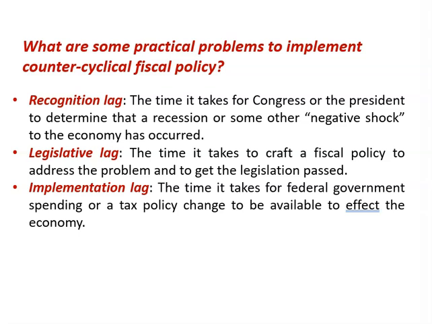What are some practical problems in implementing counter-cyclical fiscal policy? There are 3 lags when implementing a counter-cyclical fiscal policy. They are: 1. Recognition lag. That is the time it takes for Congress or the President to determine that a recession or some other negative shock to the economy has occurred. 2. Legislative lag. That is the time it takes to craft a fiscal policy to address the problem and to get the legislation passed. 3. Implementation lag. That is the time it takes for federal government spending or a tax policy change to be available to affect the economy.